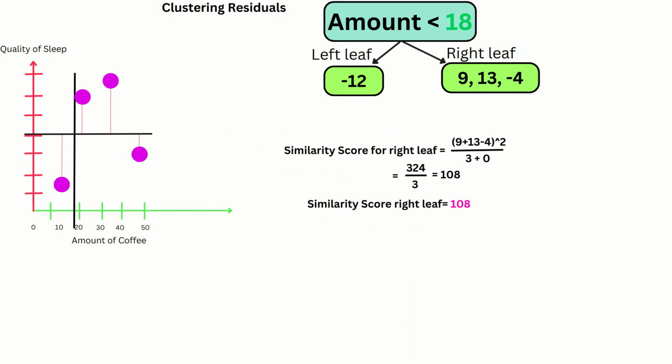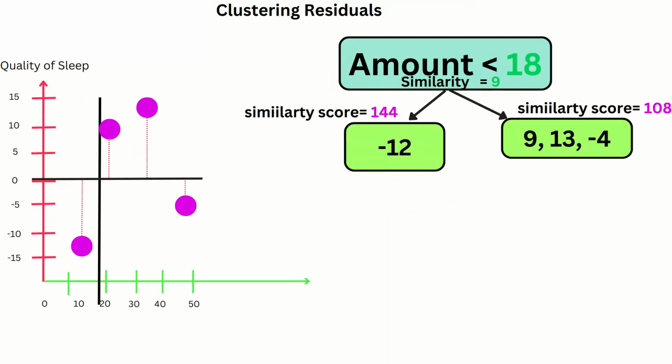Similarly, we compute the similarity score for the right leaf. Since there are 3 residuals on the right leaf, the similarity score is determined by squaring 9 plus 13 minus 4 and dividing the sum by 3 plus lambda, which is equal to 0. Finally, we annotate the corresponding similarity score at the top of each leaf for notation purposes.